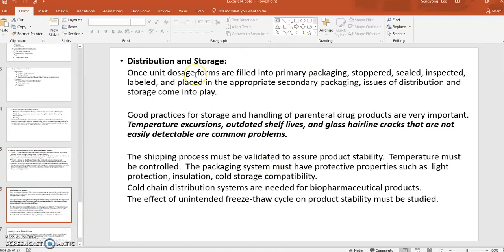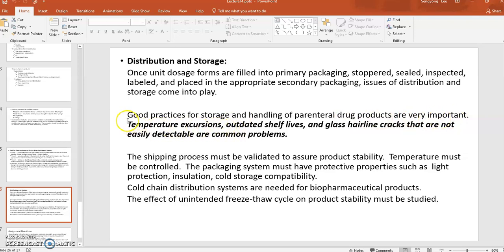And distribution and storage. Okay, once unit dosage forms are filled into primary packaging, stoppered and sealed, inspected, labeled, and placed in appropriate secondary packaging, issues of distribution and storage come into play. So that's the final thing that's going to happen during the drug product manufacturing. So good practices for storage and handling of parenteral drug products are very important, of course.